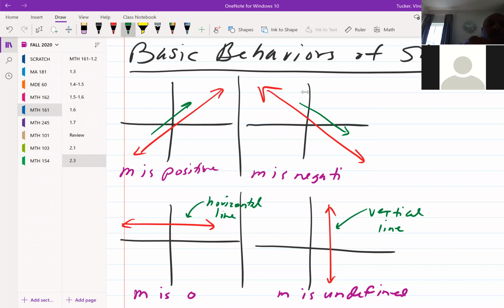We wrote that purple better. Not the purple, but the negative is negative. If you have a horizontal line, your slope is 0. If you have a vertical line, your slope is undefined. So those are your four basic behaviors of your graph. And you always follow your graph from left to right.